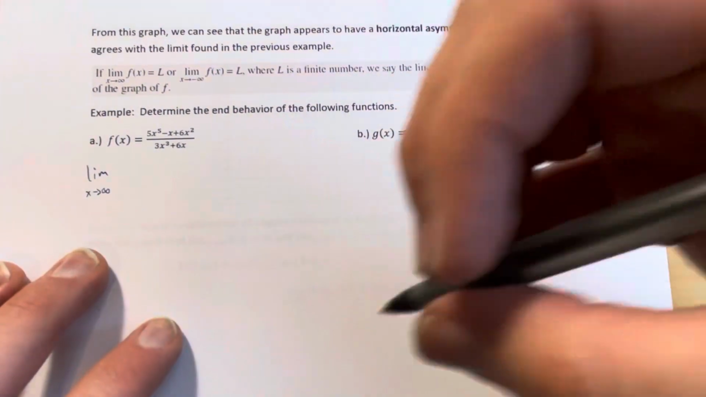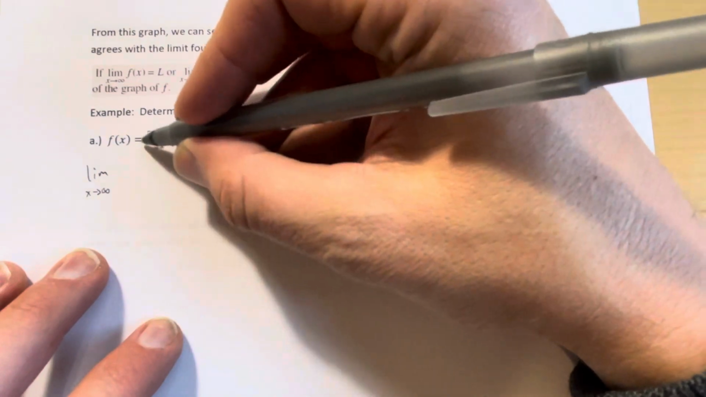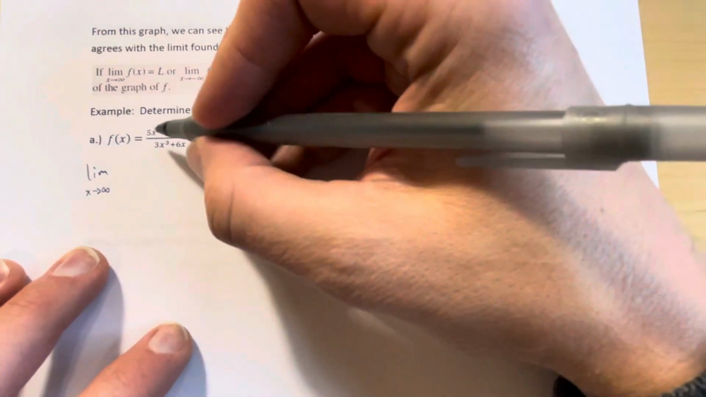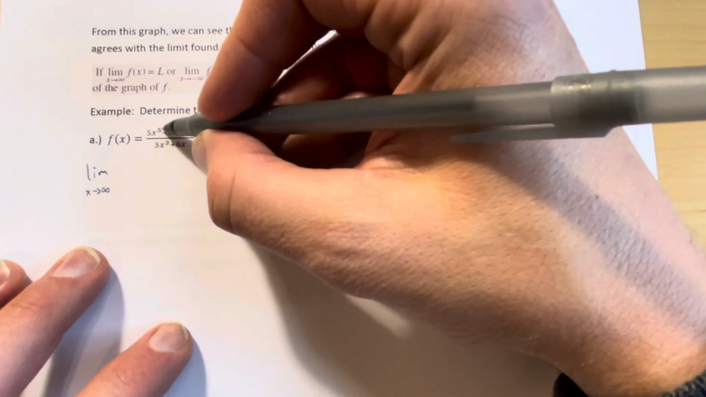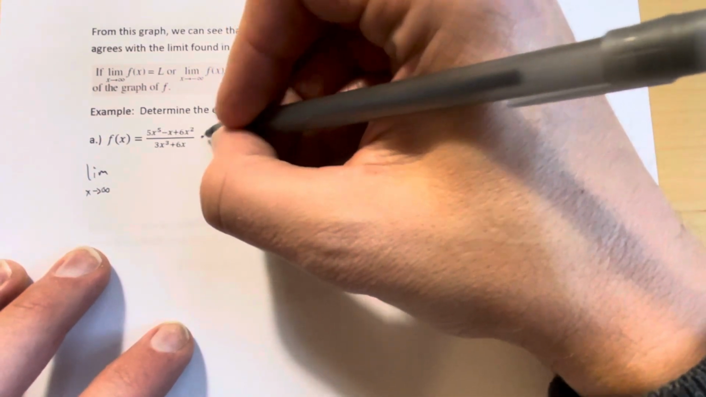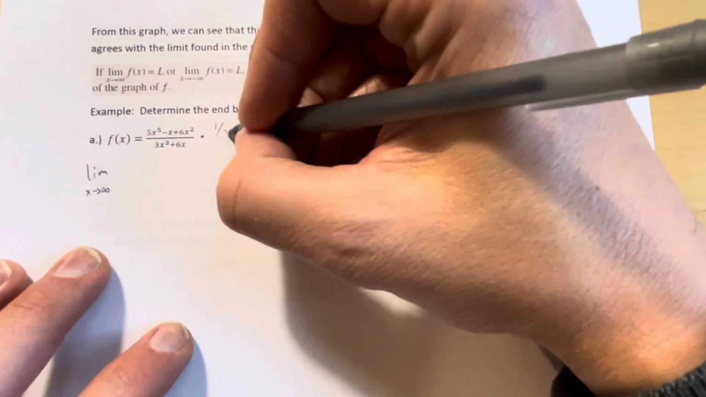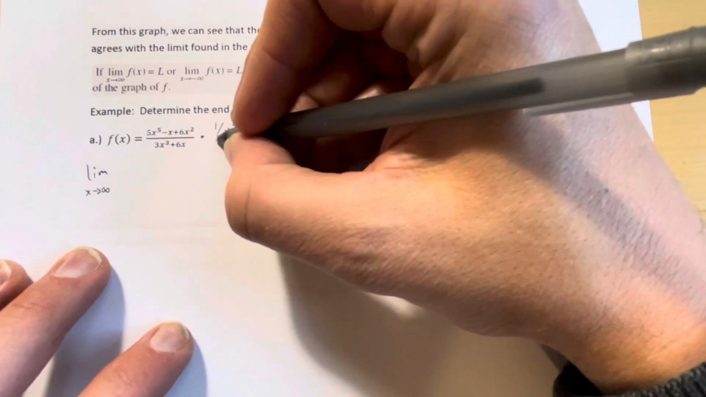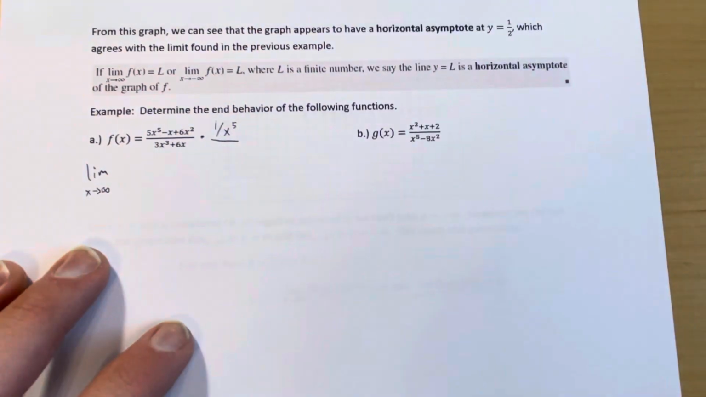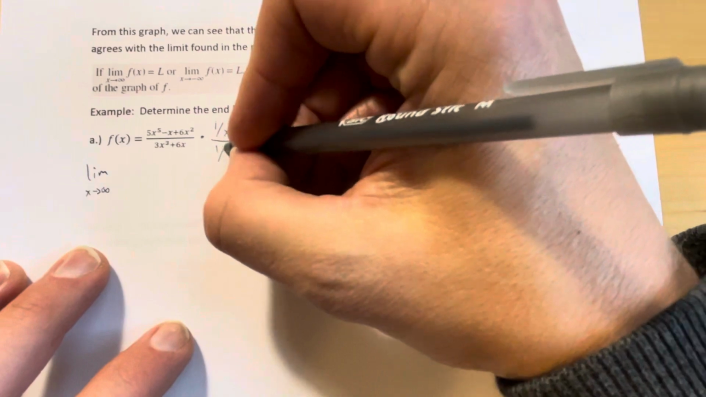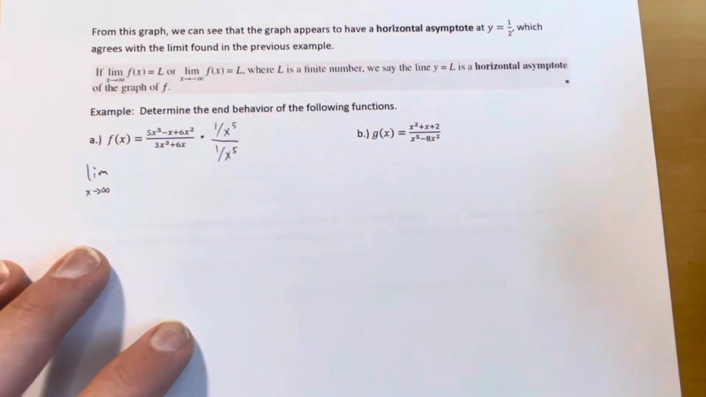And I'm going to do the same thing. I'm going to start by looking for the highest degree term in the entire rational expression, and that looks like it's this 5x to the 5th power. So using the same trick as before, that suggests that I should multiply this by 1 over x to the 5th over 1 over x to the 5th, like this.